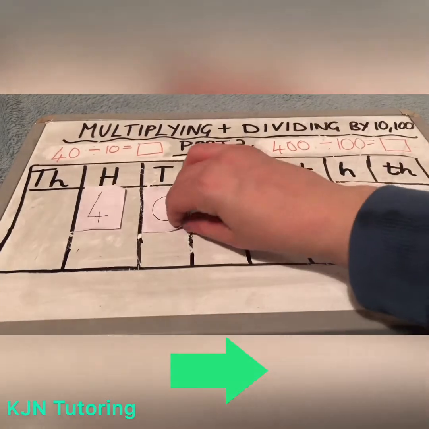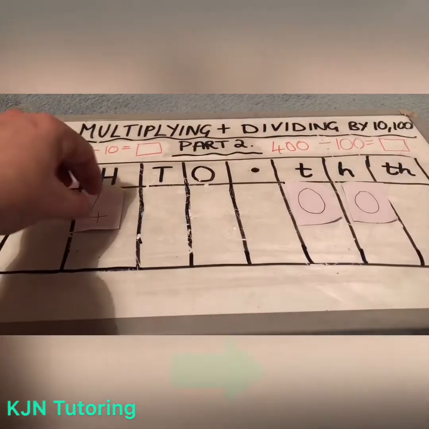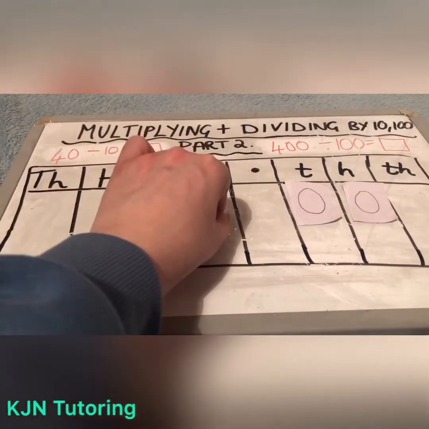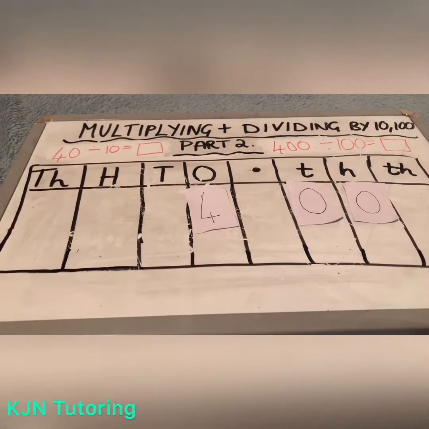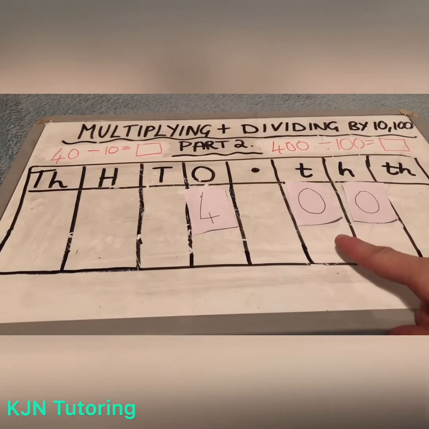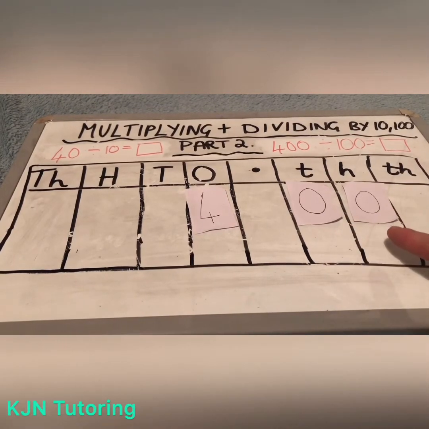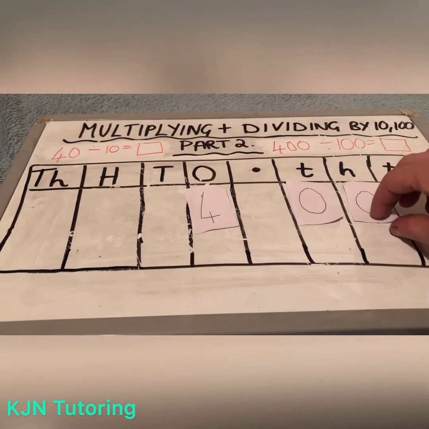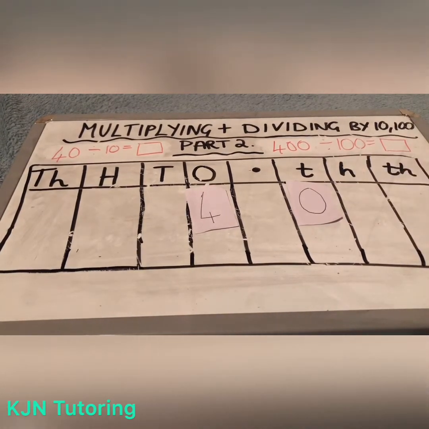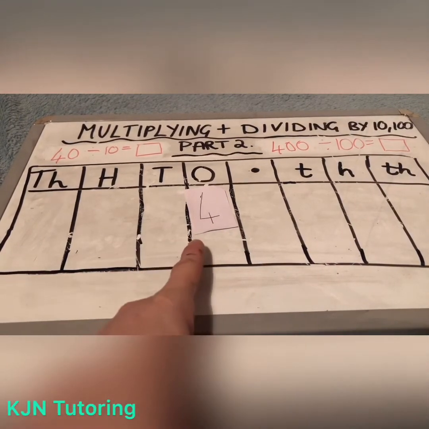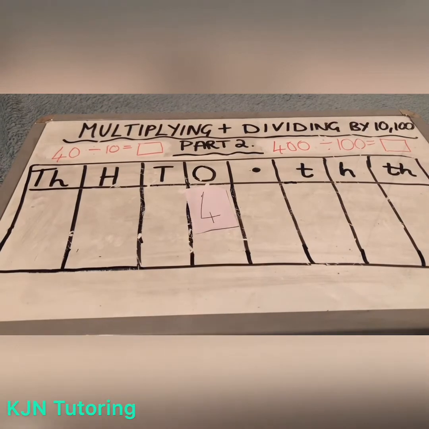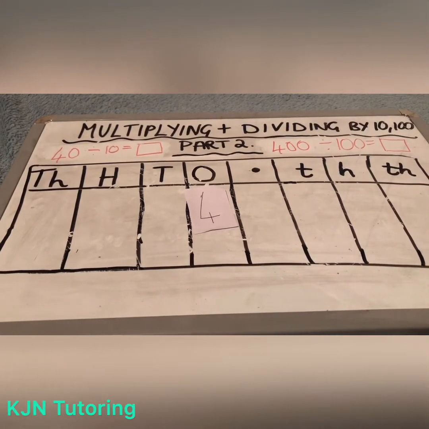1, 2. The 4 is now in the ones column. One of our placeholders is in the tenths column, and the other placeholder is in the hundredths column. We no longer need these placeholders, so we take them away. And we are left with the number 4. So 400 divided by 100 equals 4.